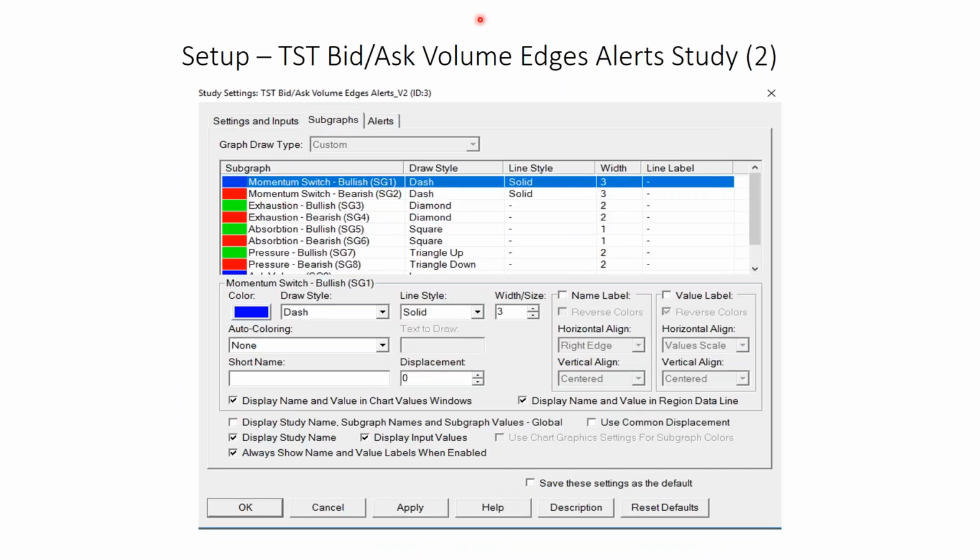Okay, and this is where you set up under subgraphs what you want things to look like. If you don't like the colors I've chosen, or you don't want to use a diamond or a square or a triangle, or you want them bigger or smaller, this is where you can customize the look and feel of the alerts that paint on your screen.